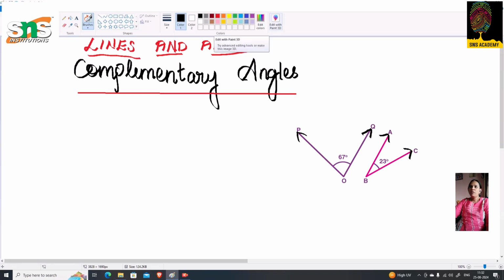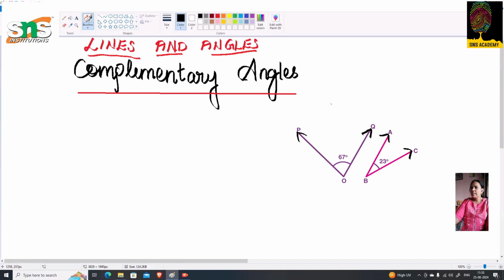Here is one more video in the chapter Lines and Angles. So first, let's learn about complementary angles. What is the meaning of complementary angles? In lower classes, we have learned the different types of angles: obtuse angle, acute angle, right angle, reflex angle, and straight angle. Here is one more type, that is a complementary angle.